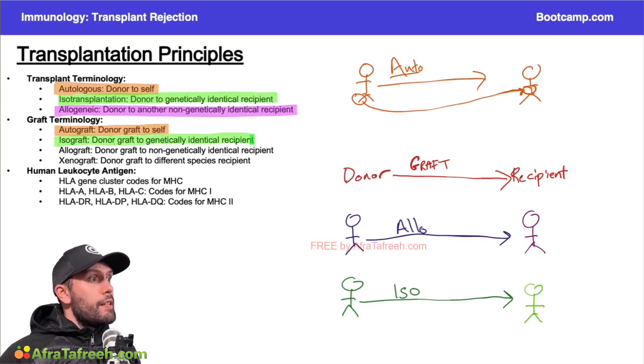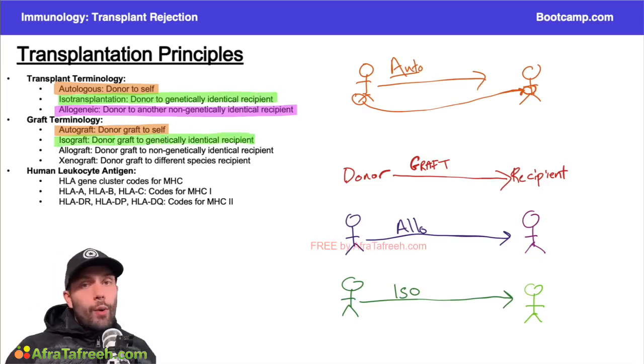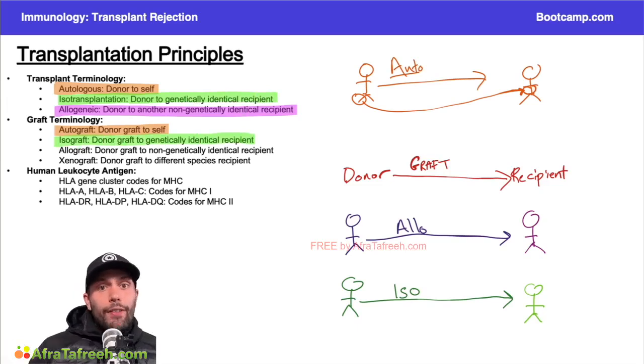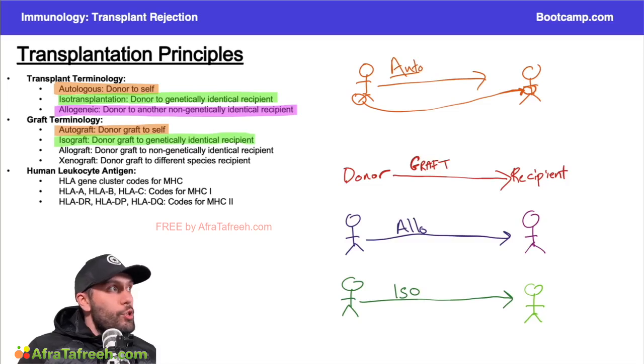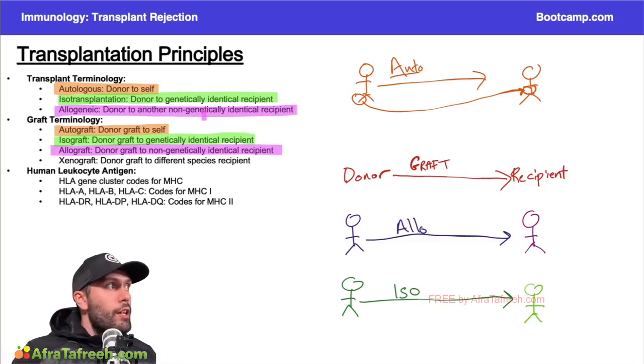Now you're not going to see the isograft mentioned quite as frequently because again, an isograft has to be between genetically identical individuals, and it's really only going to be the case in a board question where they're talking about monozygotic twins. So most commonly in a board question, you're talking about allografts. In general, when you talk about transplant rejection, you're not really going to be talking about rejection in these first two categories, right?